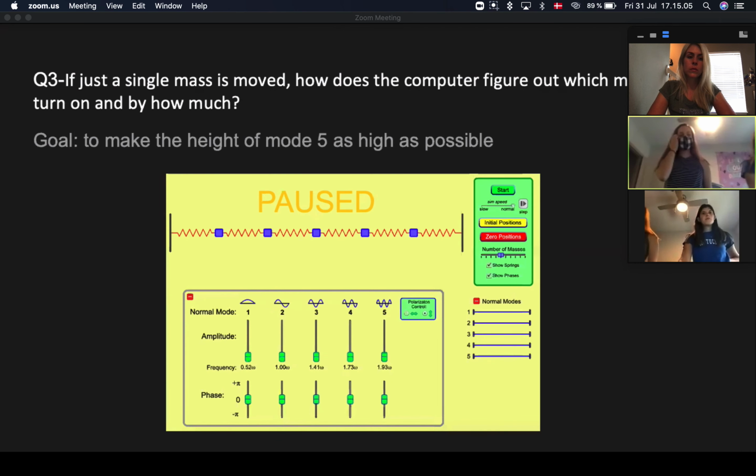Then this was another question we addressed. If just a single mass is moved, how does the computer figure out which modes to turn on and off, and by how much? The goal of this was to make the height of mode 5 as high as possible. So the picture below just shows what it would be if it was normal and 0.